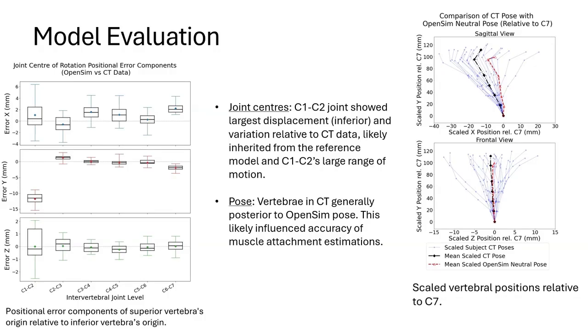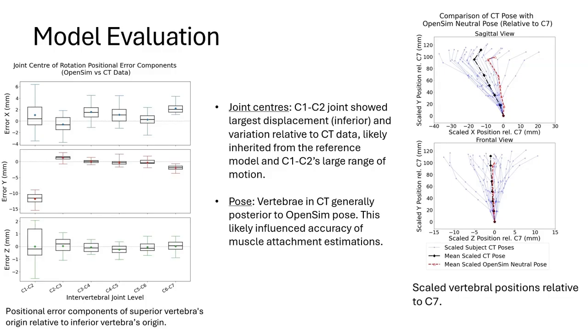The main takeaway from this was that the greatest difference in joint center of rotation location between the OpenSim model and CT data was in the Y component of the C1 to C2 joint level, with a mean positional error of minus 11.8 millimeters. I concluded that this error was likely inherited from the base high-order model, an error in that.